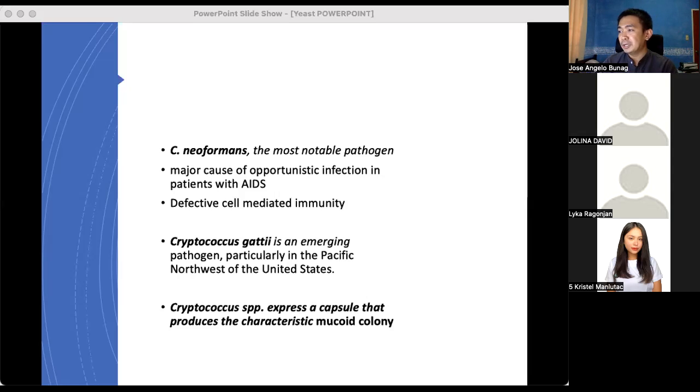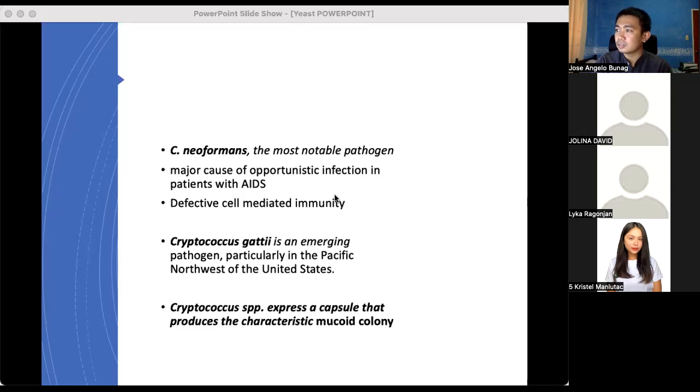And if we look at them when they grow, the colony morphology of Cryptococcus neoformans is mucoid. And under the microscope, they do have encapsulated budding yeast cells. The specimen we often use for diagnosing Cryptococcus neoformans is cerebrospinal fluid. You could also use a stain, particularly India ink.